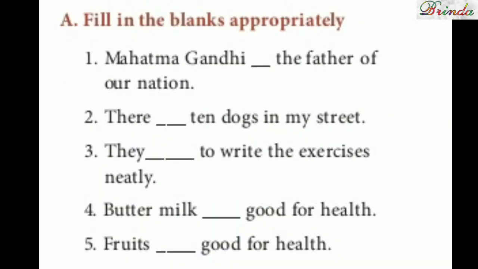Okay children, now let us do the exercise. Section A, fill in the blanks appropriately. Mahatma Gandhi dash the father of our nation. Mahatma Gandhi is the father of our nation. Second one, there dash 10 dogs in my street. There are 10 dogs in my street. Third one, they dash to write the exercises neatly. They want to write the exercises neatly. Fourth one, buttermilk dash good for health. Buttermilk is good for health. Fifth one, fruits dash good for health. Fruits are good for health.